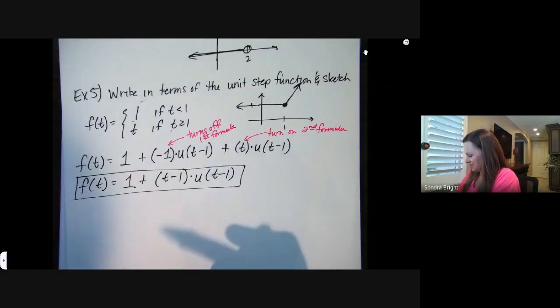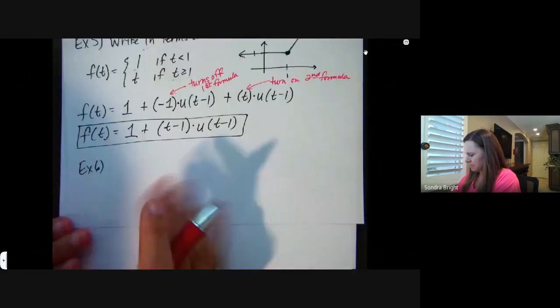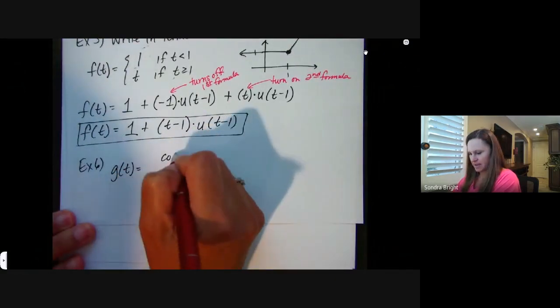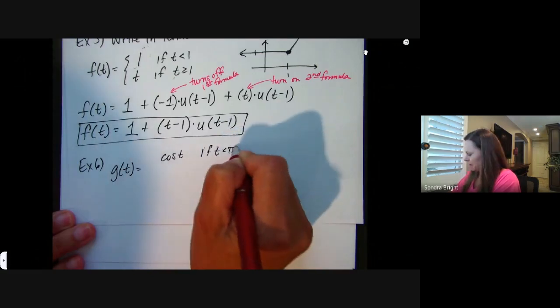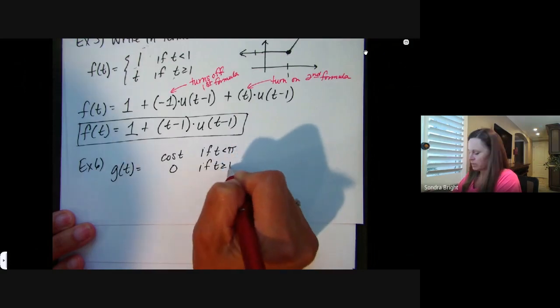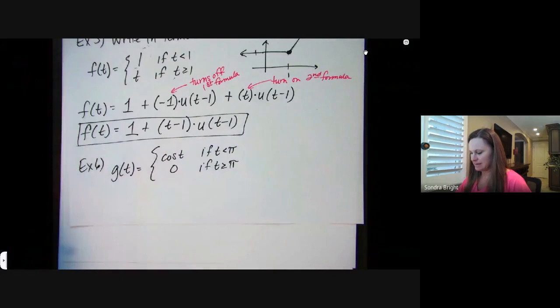Okay, let's do another one. I'm going to do the same thing, where I'm going to give you this piecewise function. It's equal to cosine of t if t is less than pi, but 0 if t is greater than or equal to pi. So I've given you this piecewise function.